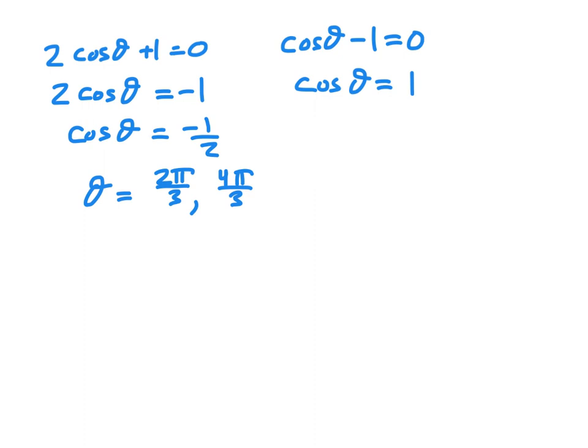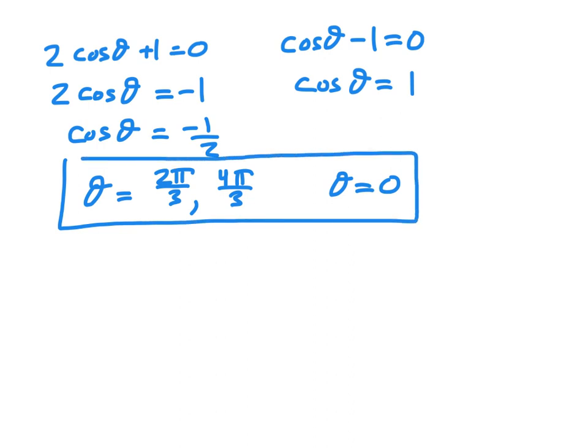For cosine of theta equal to 1, we want theta to be equal to 0. This would be the only point on the unit circle between 0 and 2 pi where our cosine, or the x value of the point, is equal to 1. And so we end up with three solutions because remember, we only wanted the solutions that were between 0 and 2 pi, and 2 pi was not included in that, and so is not included here. We have our solutions of 2 pi over 3, 4 pi over 3, and 0.